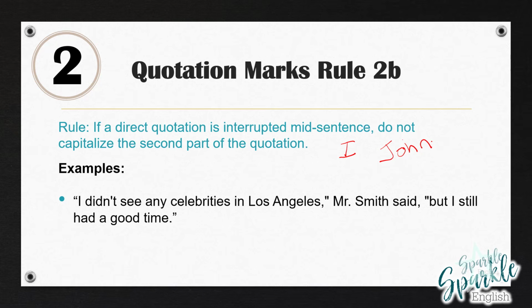Examples: "I didn't see any celebrities in Los Angeles," Mr. Smith said, "but I still had a good time." This is a direct quotation, but it's interrupted mid-sentence because in the middle of the sentence we're saying Mr. Smith said. Because of this, we do not have to capitalize the B, because this is the first part of the quotation and this is the second part of the quotation. And because of that, we do not have to capitalize the B in "but." We just keep it as a lowercase letter.